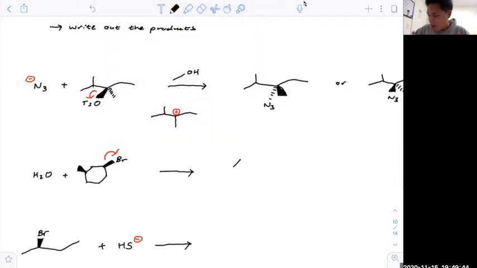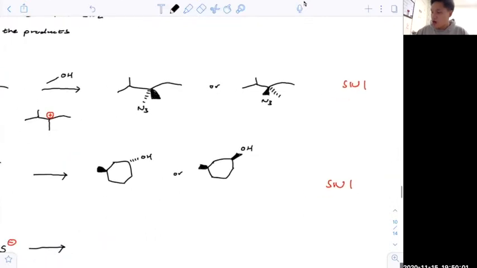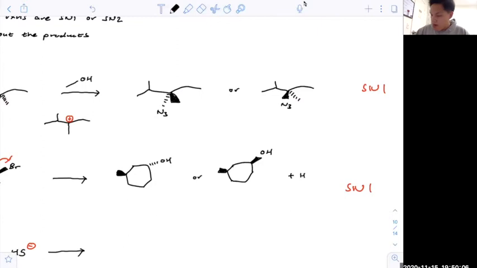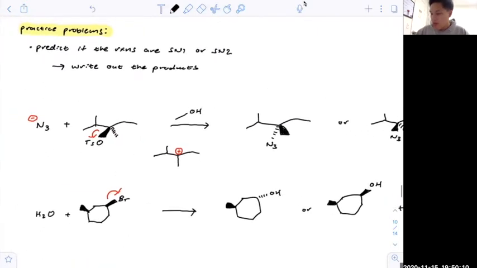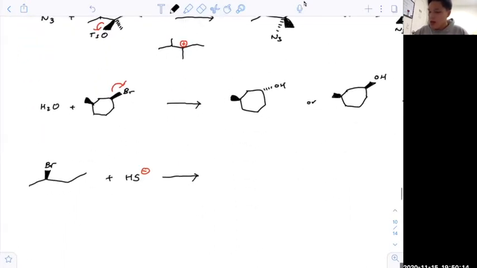And after some time, we form an OH here, or it can also be on a wedge because it is an SN1 reaction, right? Or a wedge, right? And this is also SN1. And then the other products don't really matter, but we have an HBr here. And in this case, yeah, we don't have any byproducts, okay? So let's move on to this one.